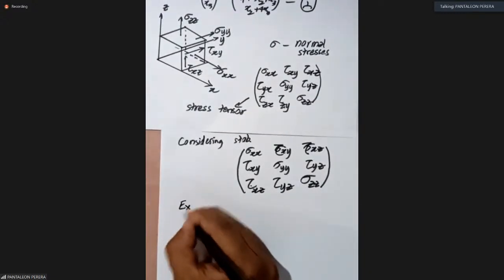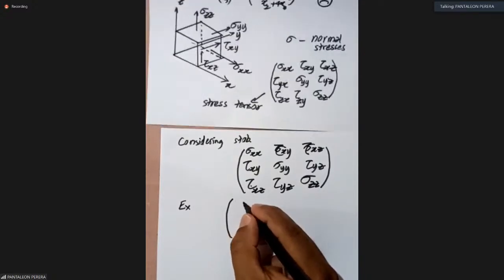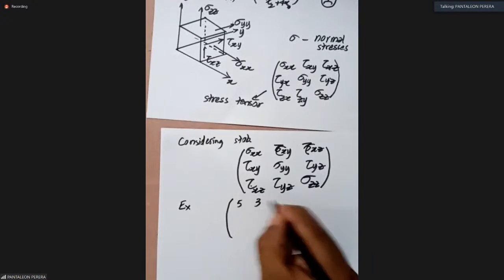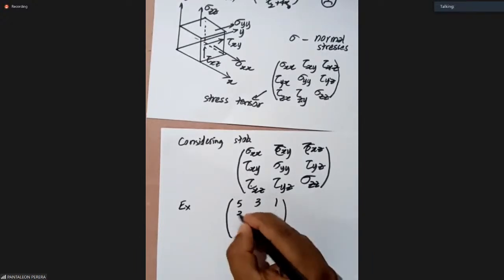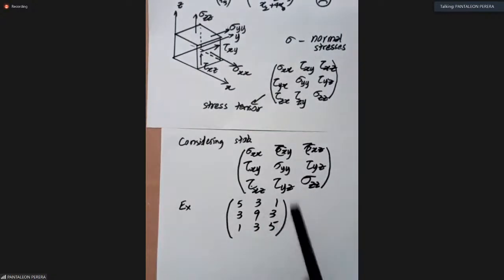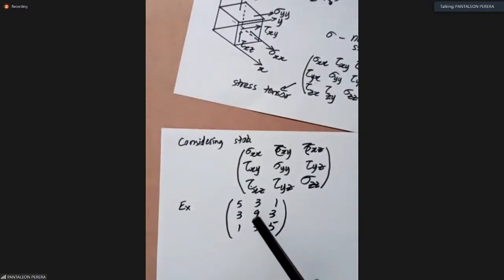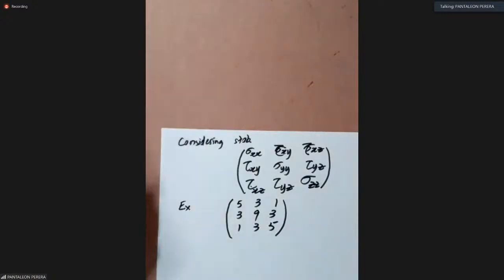Now I take this example. Now, what is the largest stress appearing in this matrix? It is 9. So what happens if you design the building so that it can withstand 9?